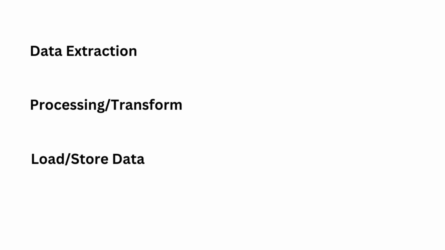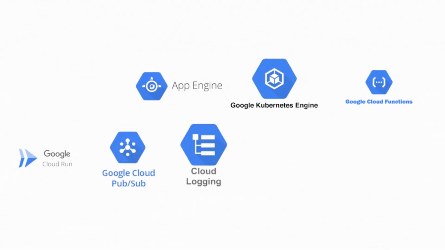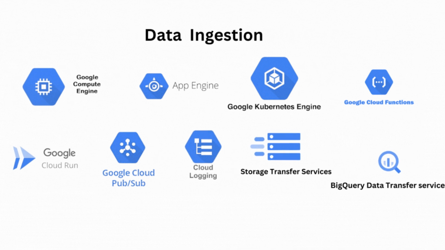As I mentioned earlier, in data engineering, basically there are 3 steps that we have to follow: data extraction and ingestion, data processing, data storage. First one is data extraction and ingestion. GCP has different tools for data ingestion. They are Compute Engine, App Engine, Google Kubernetes Engine, Cloud Functions, Cloud Run, Pub/Sub, Logging, Storage Transfer Service, BigQuery Data Transfer Service. All these services are used for data ingestion.